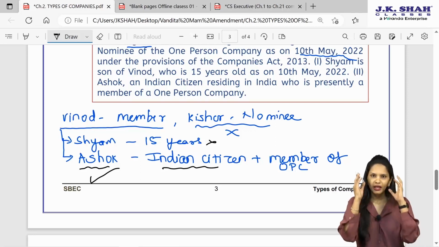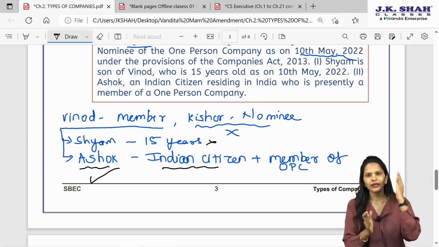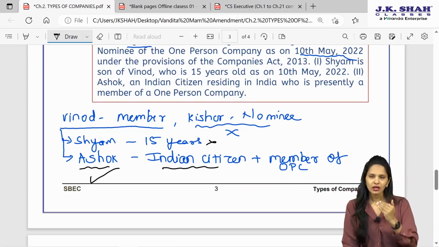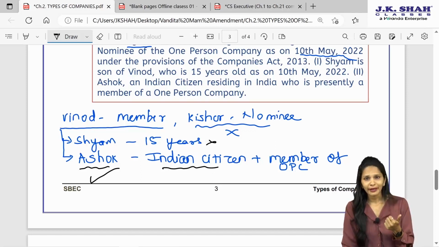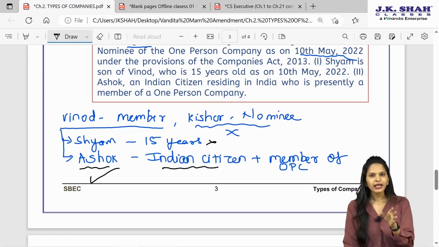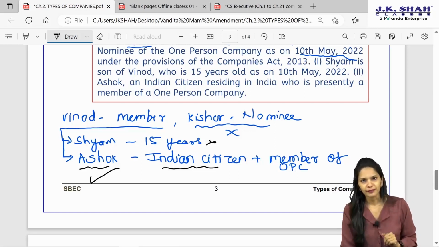And then frame the case law in your mind. Write the applicable law section. In the provision, you are going to write Section 2 clause 62's requirements, that is, natural person and Indian citizen. Over here, two more things you have to add. A minor cannot become the nominee, and secondly, a person can become a member of one OPC and nominee of another OPC.